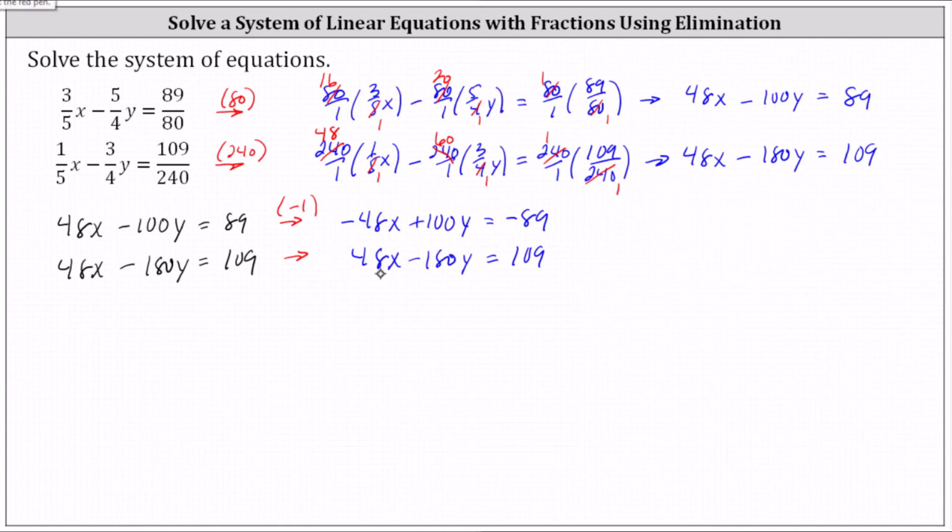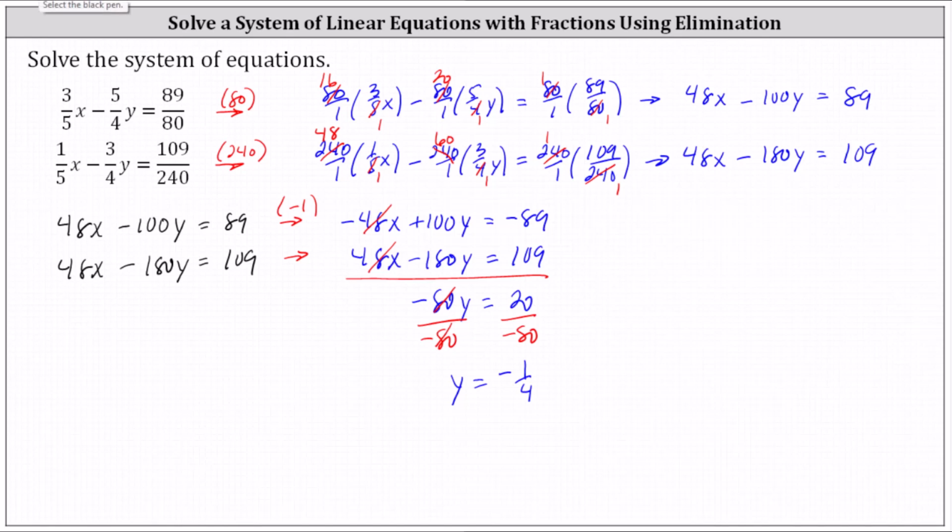And now we add the two equations together. Notice negative 48x plus 48x is 0, which is why we multiplied the first equation by negative 1. 100y plus negative 180y is negative 80y, equals on the right, negative 89 plus 109 is positive 20. To solve for y, we divide both sides by negative 80. Simplifying, we have y equals 20 divided by negative 80, which simplifies to negative 1/4.